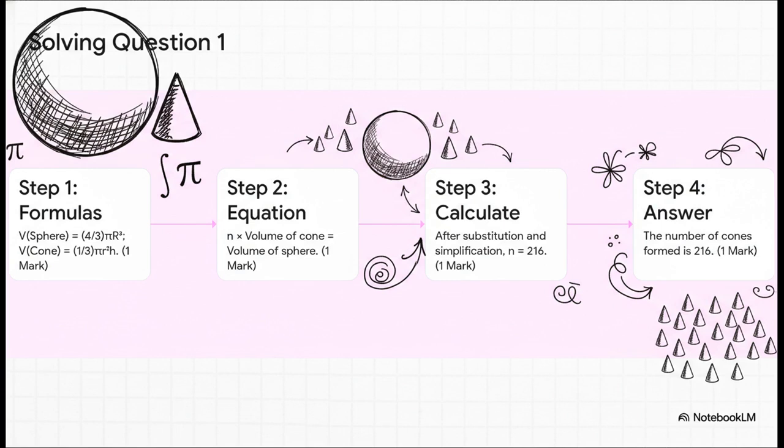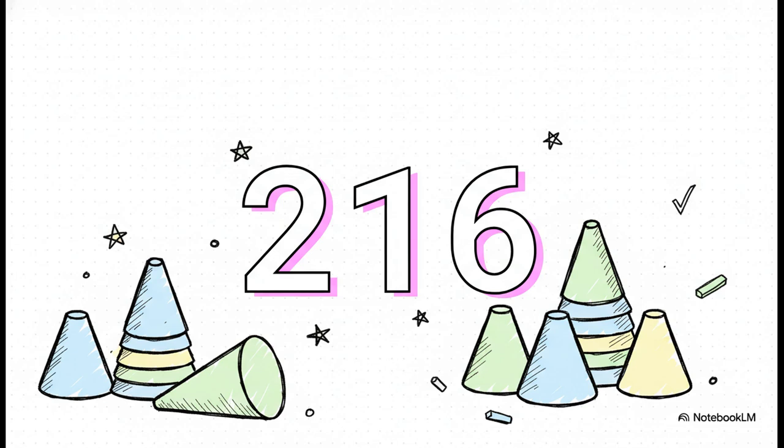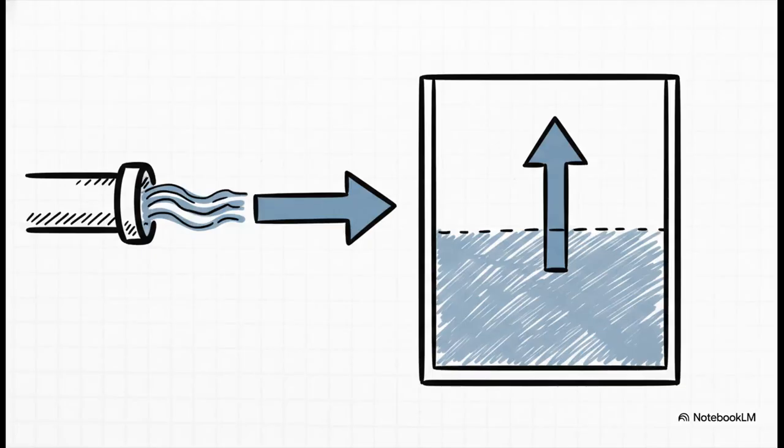And finally, you just solve for n. And boom, there's your answer. You can make 216 cones. See? Super logical, step by step, and that's 4 marks in your pocket. Okay, next problem. Type C, the water flow question.